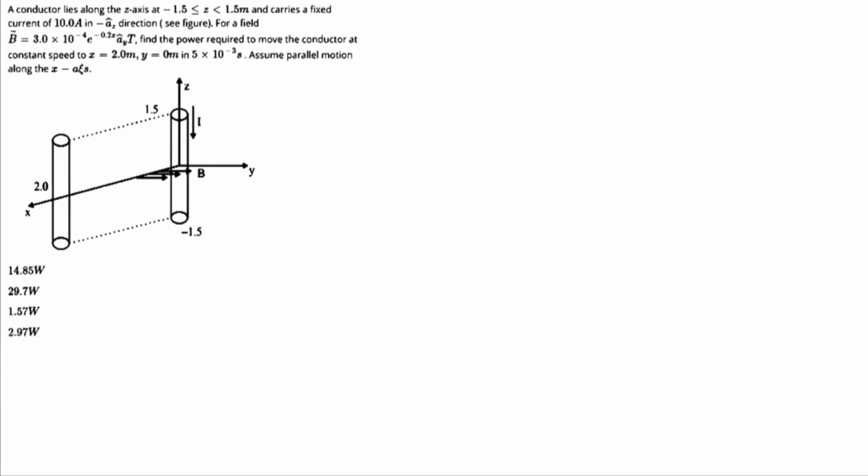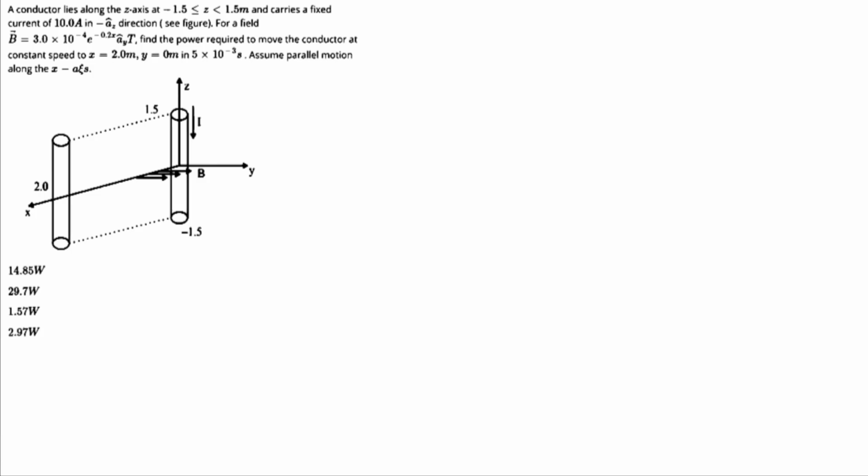A conductor lies along the z-axis. These are the coordinate points of the extreme points of the length of the conductor. This is one point, and this is another point. So its length is 3 meter and it carries a fixed current of 10 ampere in the negative z direction. It means the current is moving downward, as we can see in the figure.